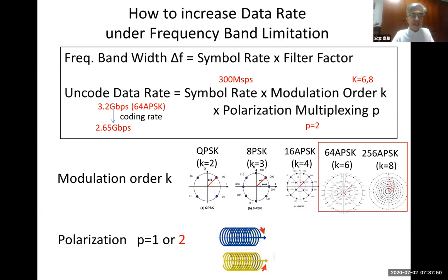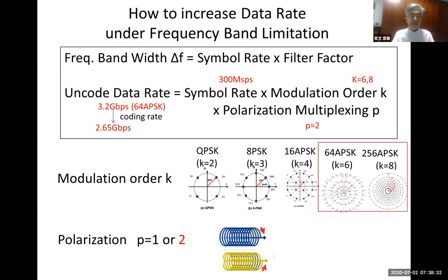And here the modulation order K is, these example. In case of QPSK, K equal 2, and in case of 8PSK modulation, K equals 3. And in our 64 APSK modulation, K is 6, and 256 APSK, K equals 8. So one symbol can send K bit. So we can use the bandwidth very effectively.